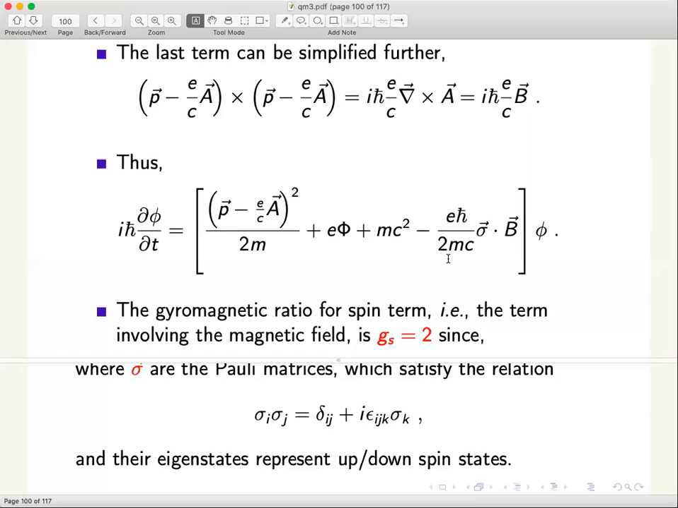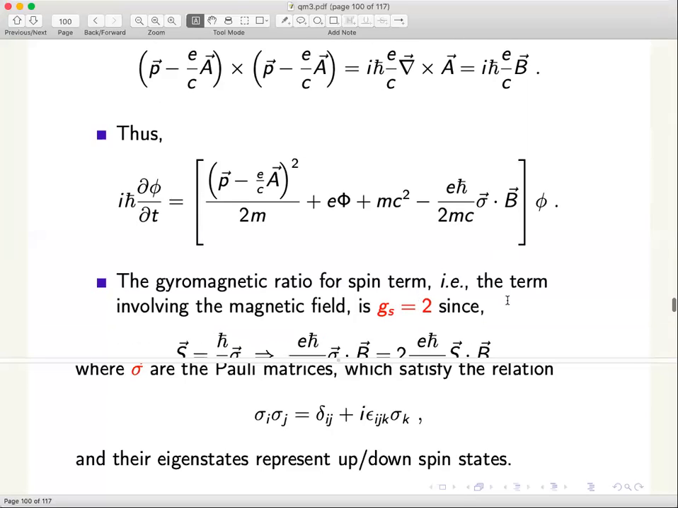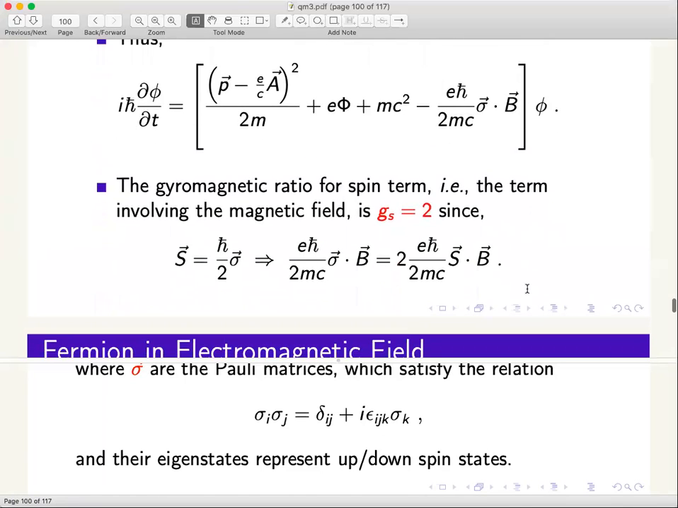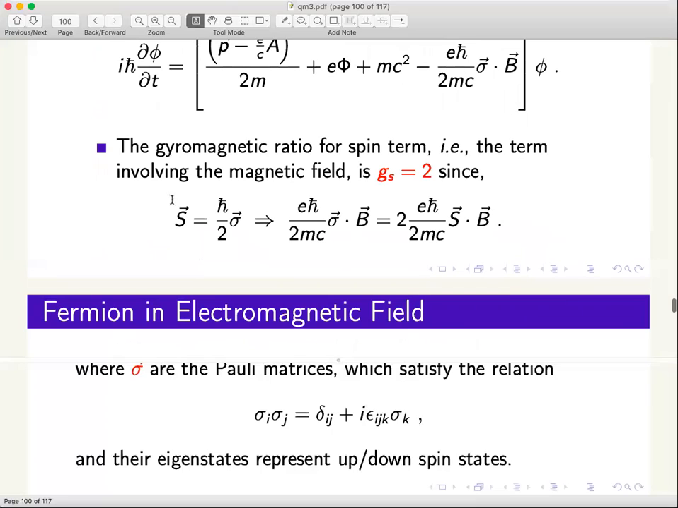So what you do is that you multiply and divide by 2, and then you write down eħ upon 2mc S dot B as a usual coupling, but with an additional factor of 2 multiplying it, which you interpret as the spin gyromagnetic ratio. Okay, so I suppose I should have just gone down. It's right here. That spin operator is defined this way. So you rewrite this entire expression in this particular form. So this is the usual factor.